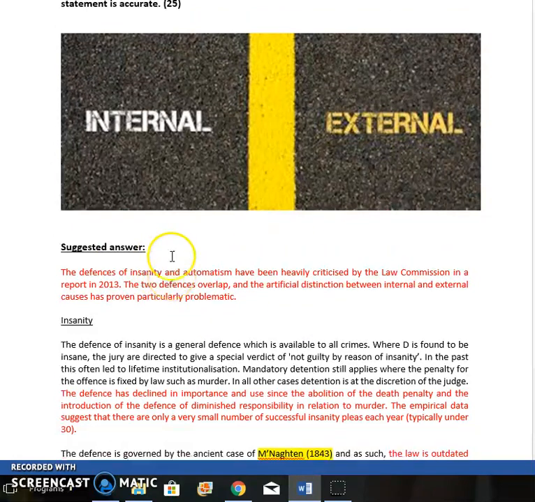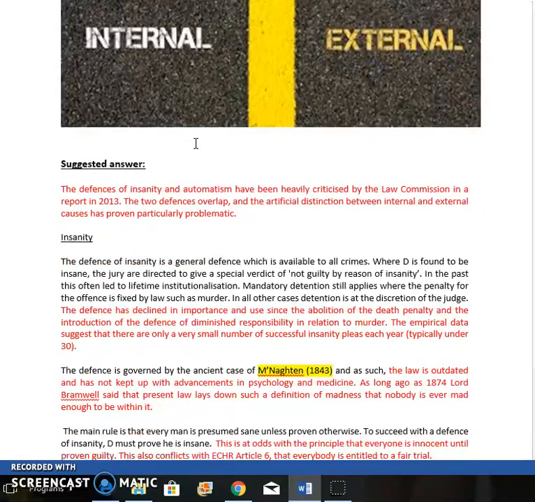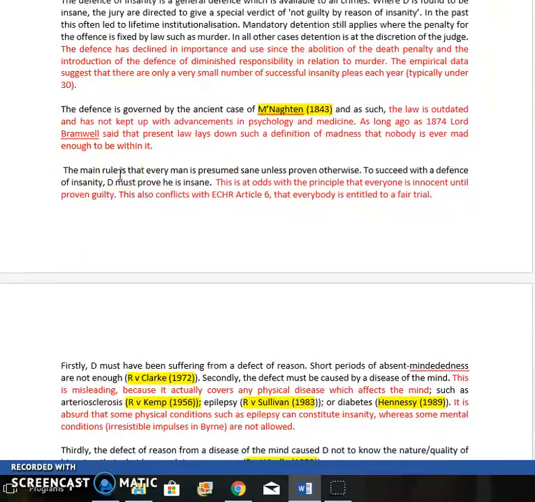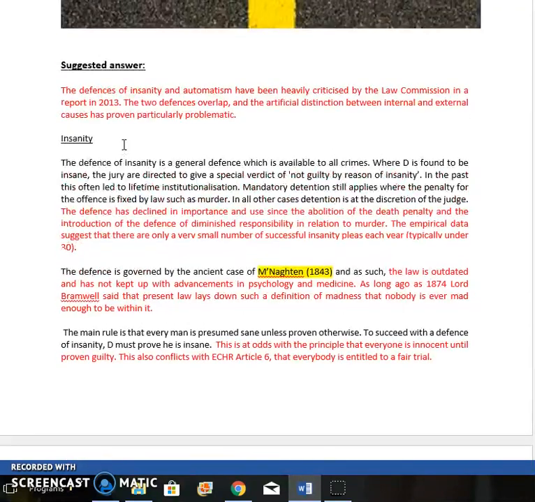So straight away in my intro, I'm linking to the question. I'm then going to start by looking at the defence of insanity. Once I've done that, I will consider the defence of automatism. Better to do it that way than to muddle the two up.